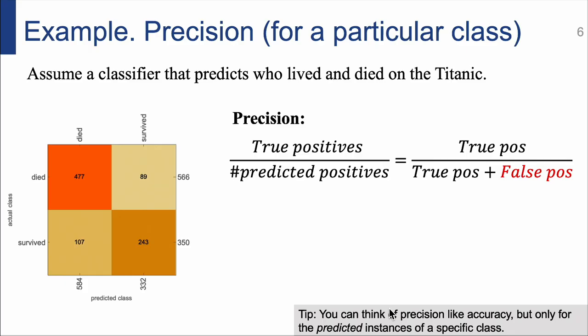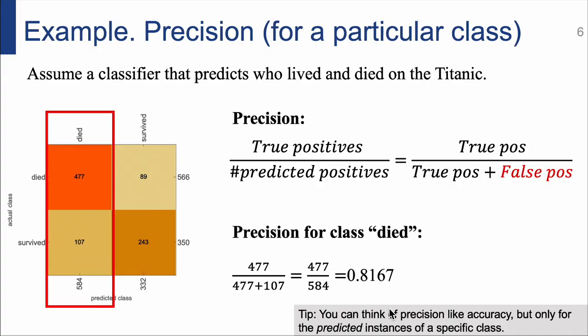Now let's see some more examples. This is the confusion matrix that we get if we build a classifier for predicting who will live and who will die on the Titanic based on their age, gender and class. We see that the precision for the class died is 0.81, which means that when an individual is predicted to have died, it is relatively accurate in predicting that.